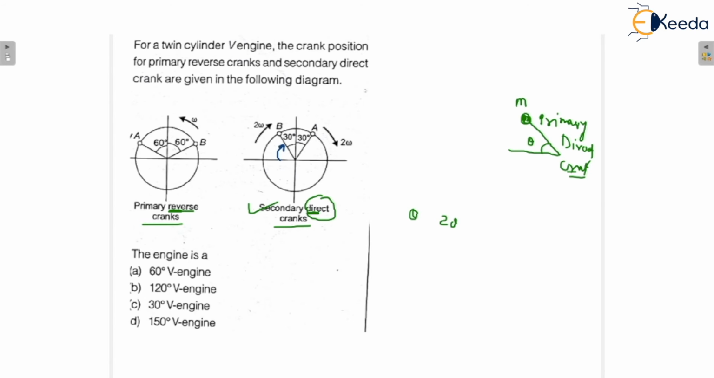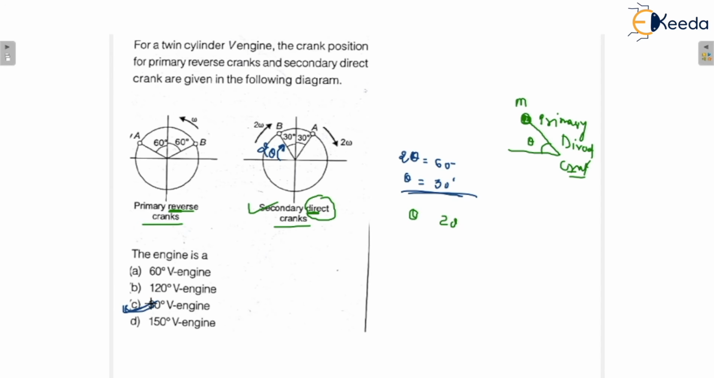This is the correct angle for the secondary direct crank. We know that this is the secondary direct crank, so the angle would be 2 theta. If theta is the angle we have assumed for the primary direct crank, then 2 theta would be the secondary direct crank angle. You can see in the diagram, 2 theta is equal to 60 degree, because out of 90 degree this angle is 30 degree, so the remaining is 60 degree. So theta is 30 degrees. That means the primary direct crank is at an angle of 30 degree, so it is a 30 degree V engine.